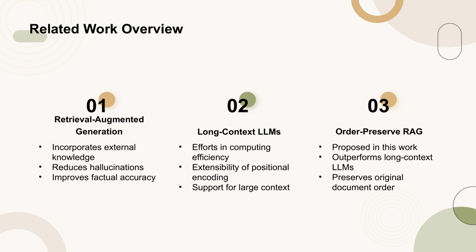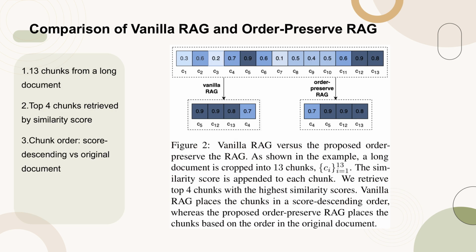However, a recent study by Li et al., 2024, suggests that long-context LLMs without RAG can outperform RAG systems. In contrast, this work introduces the order-preserved RAG, which maintains the original document order and demonstrates superior performance compared to long-context LLMs without RAG. Figure 2 illustrates the difference between the traditional vanilla RAG and the proposed order-preserved RAG. A long document is divided into 13 chunks, each with a similarity score. The top 4 chunks with the highest scores are retrieved. In vanilla RAG, these chunks are ordered by score in descending order. In contrast, the order-preserved RAG maintains the original order of these chunks as they appear in the document.